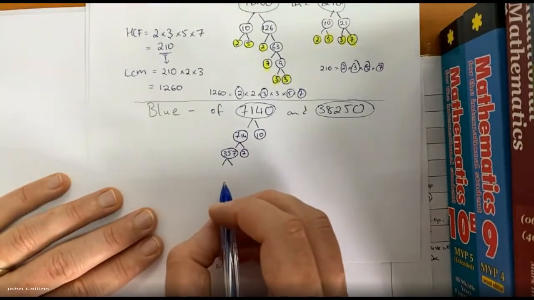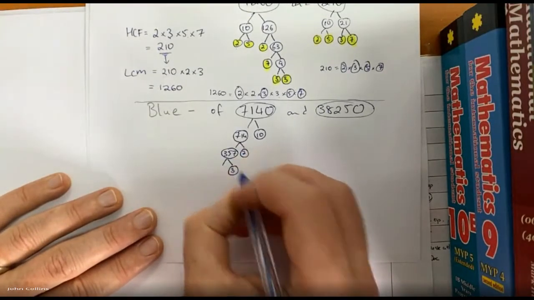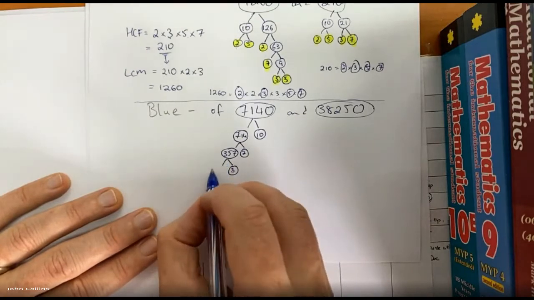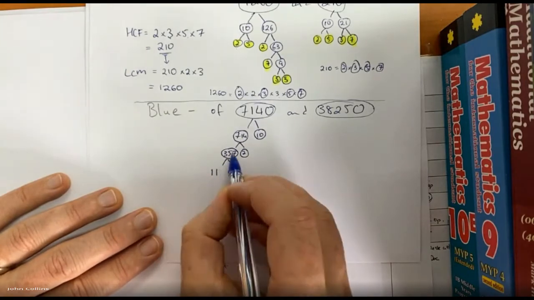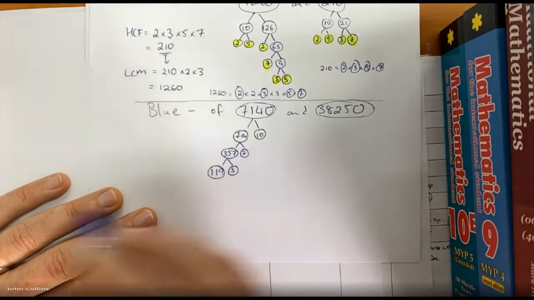I know that's divisible by 3. 3 fits in 1 with a 2, 9. 119.